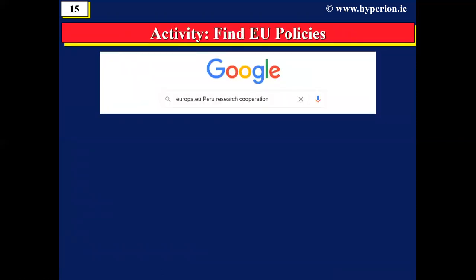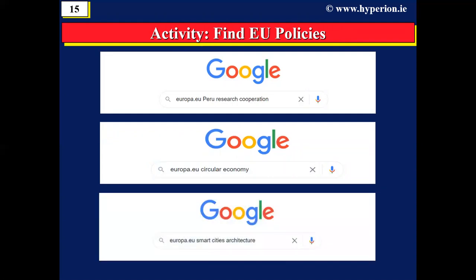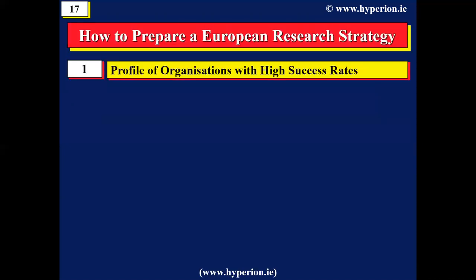So if you're from Peru, this is what you have to do. You have to go onto Google and type in europa.eu. That is the website where all the European policies are kept. So Google europa.eu, Peru Research Cooperation, and you'll see all the agreements, you'll see the organizations involved. You could also do Google europa.eu research projects and list what projects are already funded. If you're interested in something like the circular economy or smart cities, you could do Google europa.eu smart cities. So that's the best way to get started. And you could also see what kind of projects are already funded between your country and the European Union.